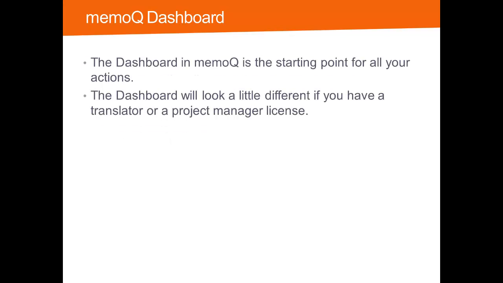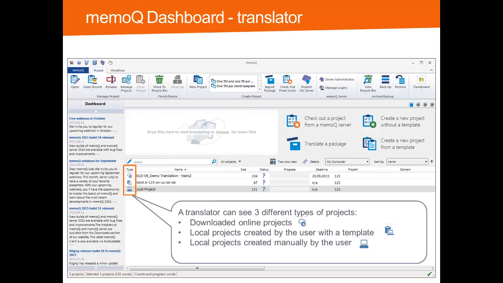The dashboard in memoQ is the starting point for all your actions. The dashboard will look a little different if you have a translator or project manager license. A translator can see three different types of projects: downloaded online projects, local projects created by the user with a template, and local projects created manually by the user.